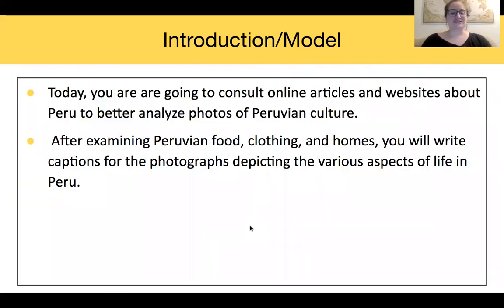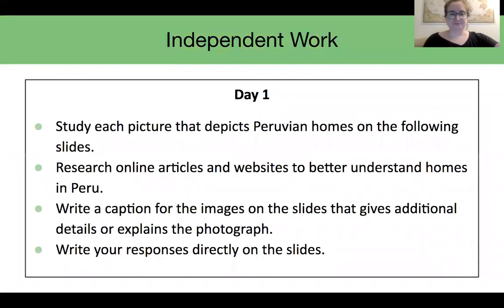Today, you're going to consult online articles and websites about Peru to better analyze photos of Peruvian culture. After examining Peruvian culture, their food, clothing, and homes, you'll write captions for the photographs depicting the various aspects of life in Peru. And just like the caption for the tamarin monkey helped us better understand the photograph, your captions will help your reader better understand what they're looking at. So this is going to take us 2 days.